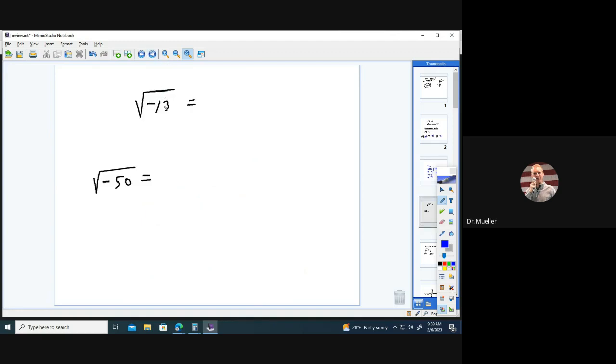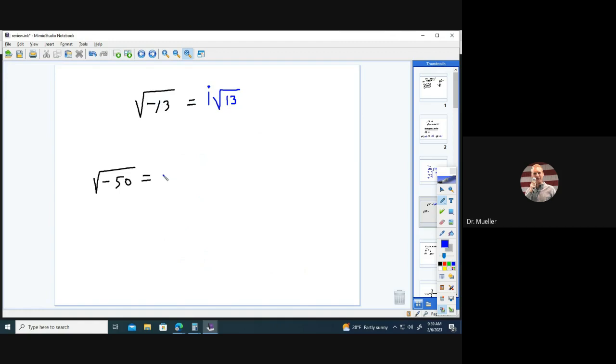The square root of negative 13, well, we don't know what the square root of 13 is, so we're just going to leave it as the square root of 13. But we're going to put the i off in the corner then. And that's typically how we write an i when we have it with a root, is we just put it in the corner. So we have i root 13, which is the same as the square root of negative 13.